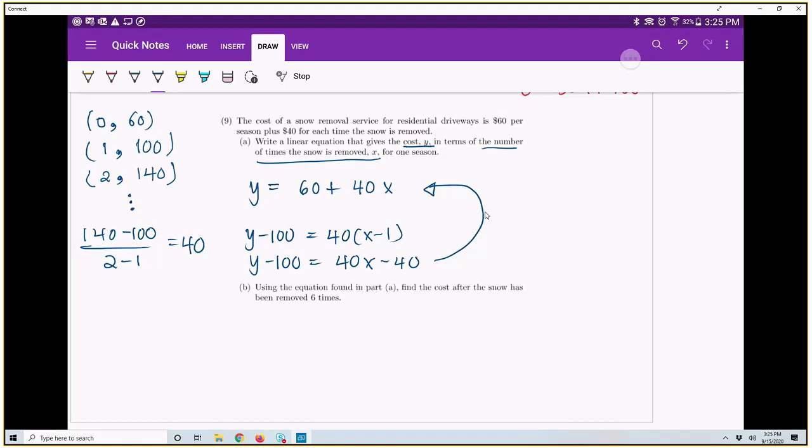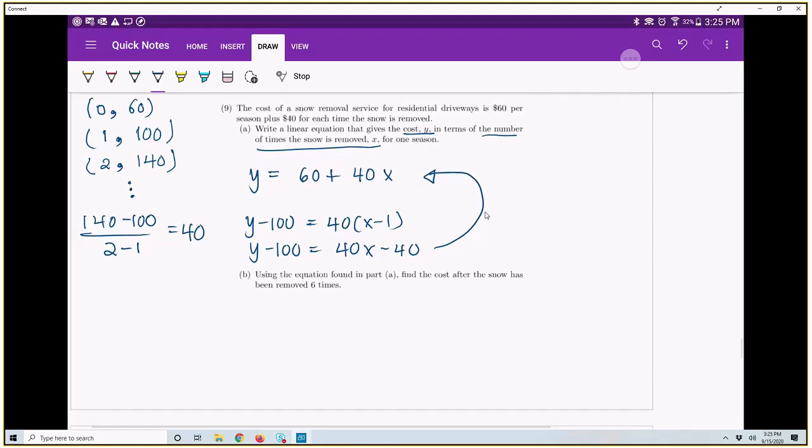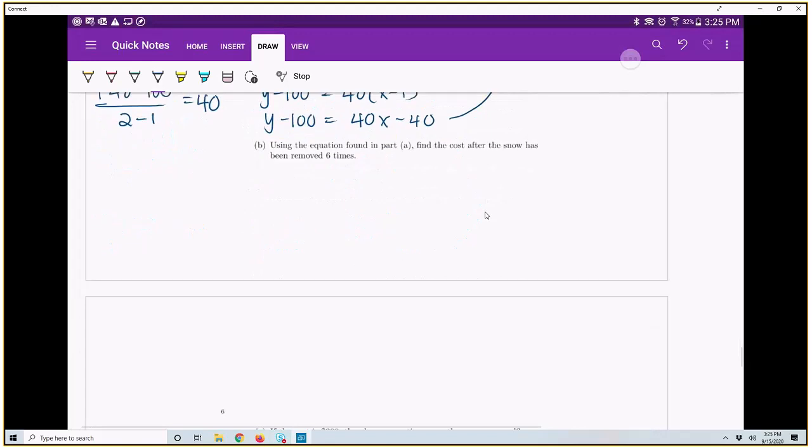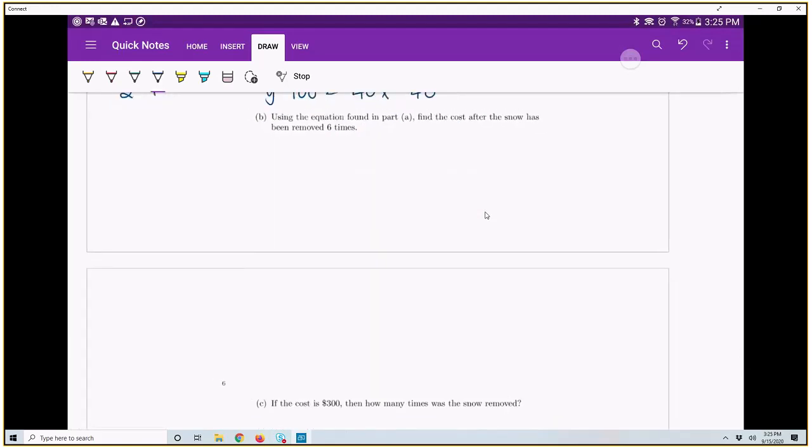So this is exactly what it is, but just by thinking about it in regular everyday terms, we could write this equation down without even going through the process. However, if it helps you to think about the ordered pairs and go through this process, that's perfectly great as well. Next, we're asked to use the equation that we found to find the cost after the snow has been removed 6 times.